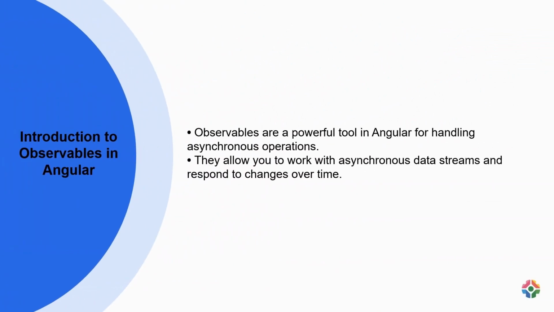Observables in Angular are used for managing asynchronous operations efficiently. They are capable of handling and reacting to data streams that change continuously over time. For example, when fetching data from a server in an Angular application, observables can be used to subscribe to the response stream and perform actions like updating the UI when new data arrives. This ability to handle dynamic data streams makes observables a vital tool for creating responsive and interactive web applications in Angular.